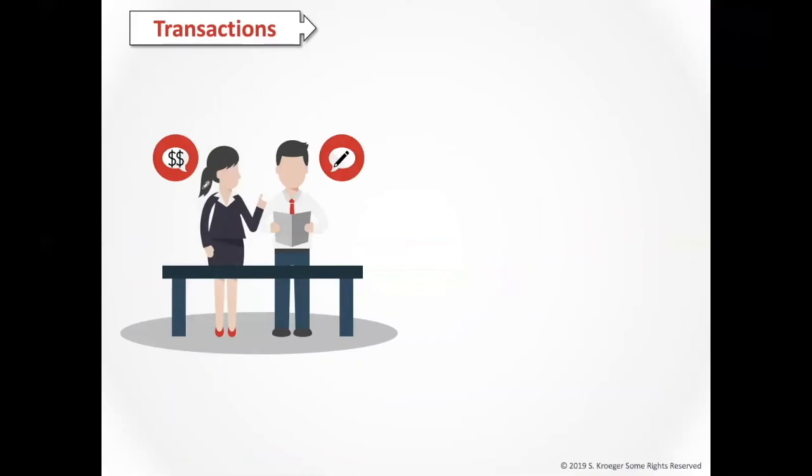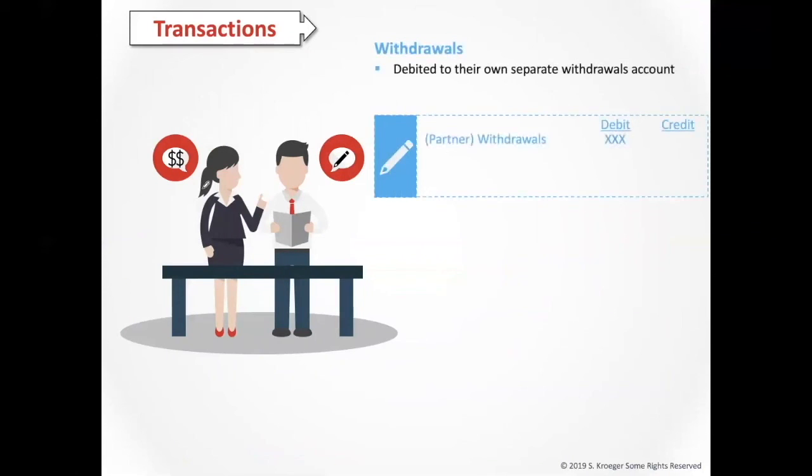The first one will be for withdrawals. This is if the owner takes money out of the business. This is what partners do when they want to pay themselves or take out additional money. It's their business, whatever they have contributed into the business and whatever the business makes, the owners can withdraw that out.